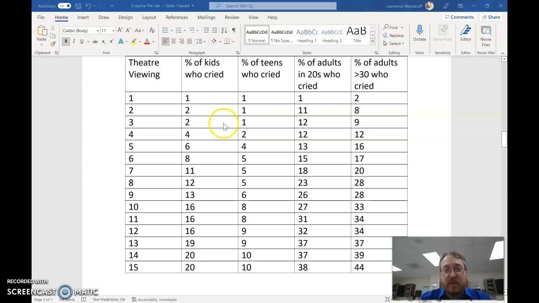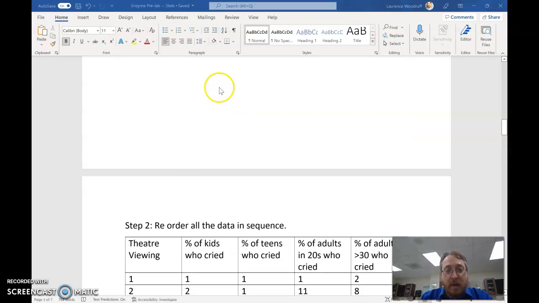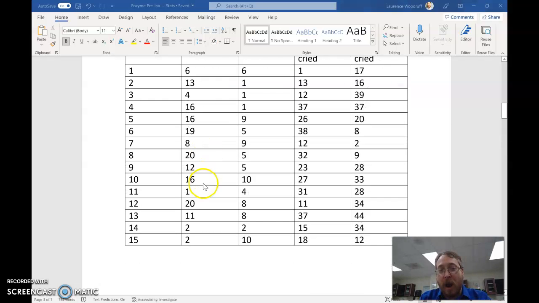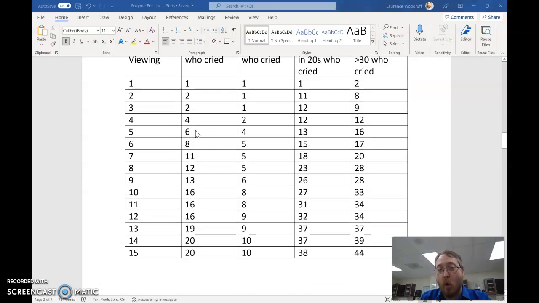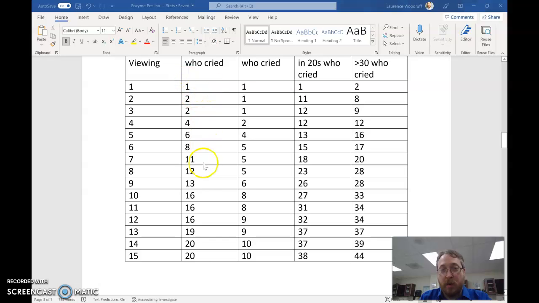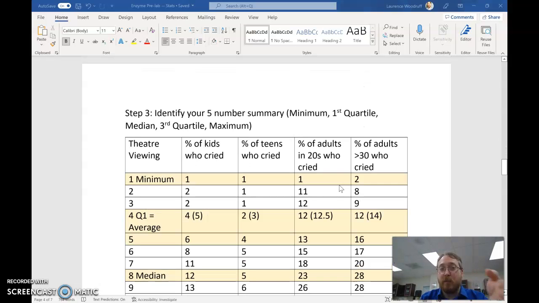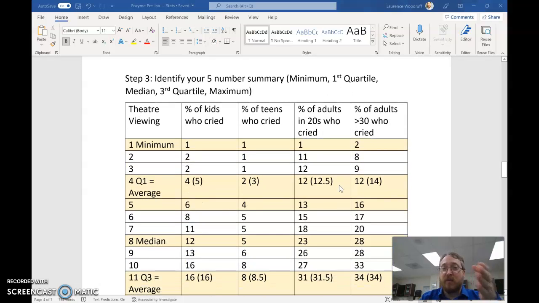So now this, I did this in a spreadsheet and then copied it into this document, but the percent of kids who cried, these are the same numbers as up here. I just moved the 1 to the top, then I moved the 2 2s so that they are all in order. So that 1 to 20, same numbers, but in sequence. And we did this for all of the values, because this is going to help us find the information we need for graphing, which is that information is called the 5-number summary. Step 3 is the 5-number summary.